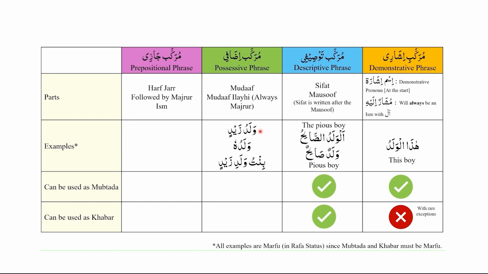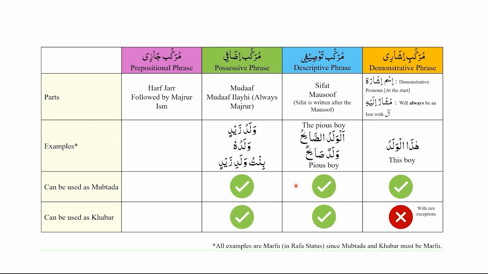The first example is a simple murakkab izafi. The second example is a simple murakkab izafi where an attached personal pronoun is used as mudaf ilayh. And the third example is that of a complex murakkab izafi. In the case of murakkab izafi, we will try not to look at the individual components of the murakkab. We will make an exception and we will make it simple for ourselves. And we will say that murakkab izafi can be used both as mubtada and as khabar in Jumla Ismiyah.